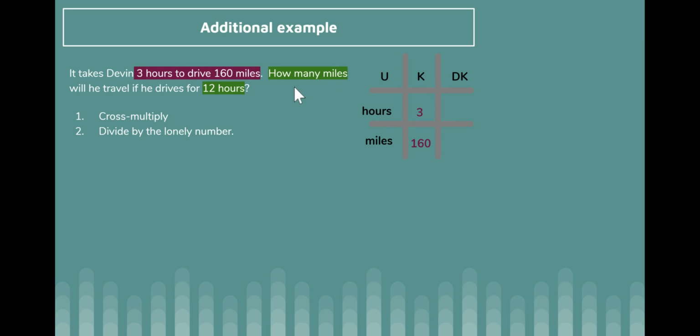I'm going to go back over to my question now because what I don't know is what is going to be in my question. So how many miles will he travel if he drives for 12 hours? So if it's asking me how many miles, then that's what I do not know. So I'm going to have to put my X right there on the miles. Got to line them up. So my other number for hours needs to go with my hours. So here's my 12 hours. All right, so now all I've got to do is follow my steps. Cross multiply 160 times 12, right?